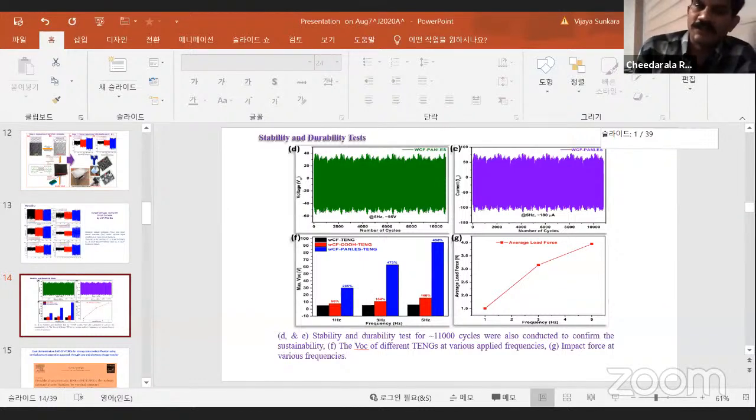And we also tested this material for a long time, almost 10,000 cycles. We got a continuous and stable material, and the current was also obtained continuously. The voltage was also constant, as we observed at 5 hertz. It generated almost 95 volts, as I explained here.